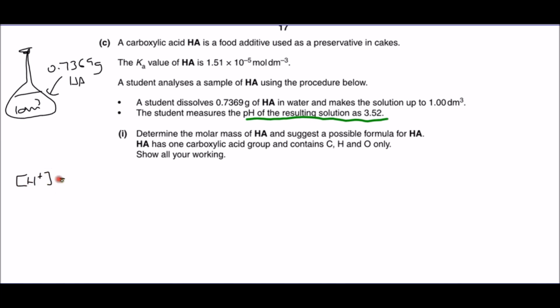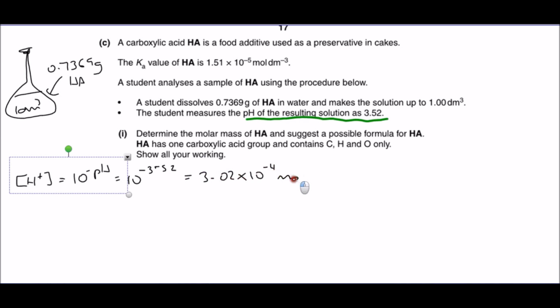So the concentration of H+ ions, we do 10 to the minus pH, so 10 to the minus 3.52, and that gives us a concentration of 3.02 times 10 to the minus 4 moles per decimeter cubed of H+. Okay, so again, if you see a pH, turn it into H+ concentration, because you'll get 1 mark for doing so.